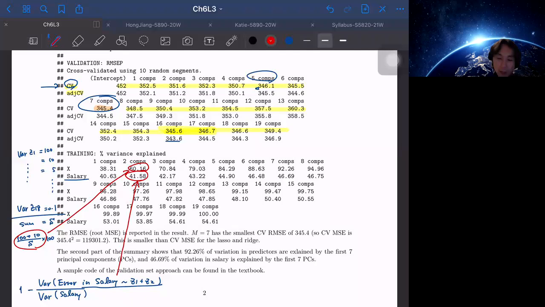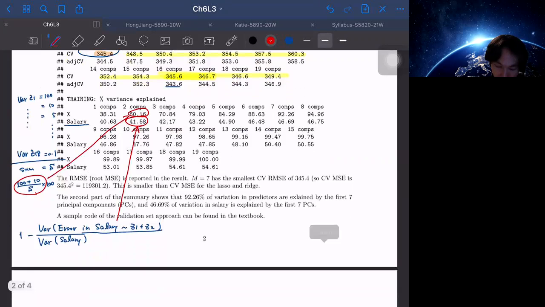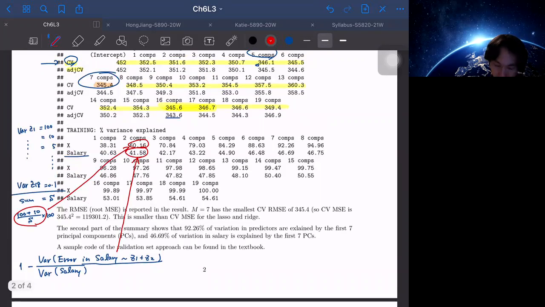Okay. So 41% of the variation in salary is explained by Z1 and Z2. You can see that, for example, if we use maybe 13 components, then 99% of the variation in X is explained by Z1 to Z13. So the other maybe 6 components are probably almost useless. Anyway, it includes most of the information.